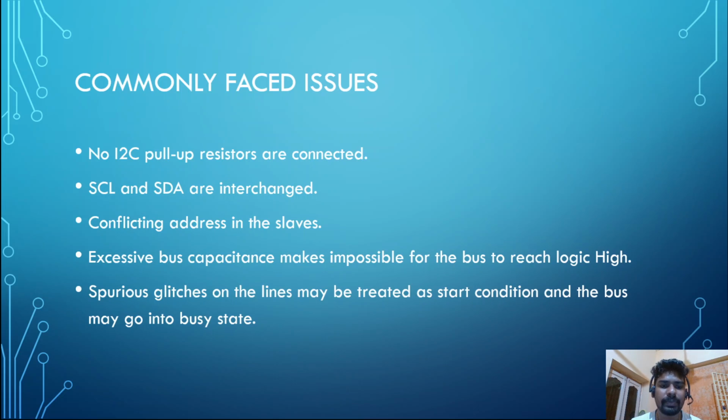If there are spurious glitches or noise on the clock and data lines, those glitches may be treated as a start condition by the master or slave. If treated as a start, the device may enter a busy state unnecessarily and may not be useful for communication. So one has to look for those glitches, and one has to reset the master and all slave devices on the bus to be able to communicate.